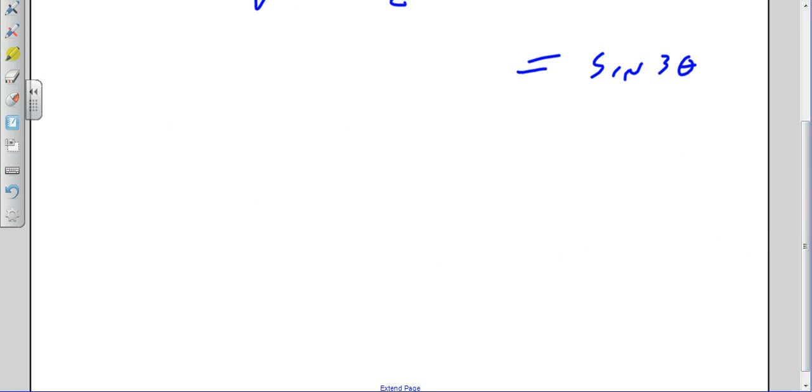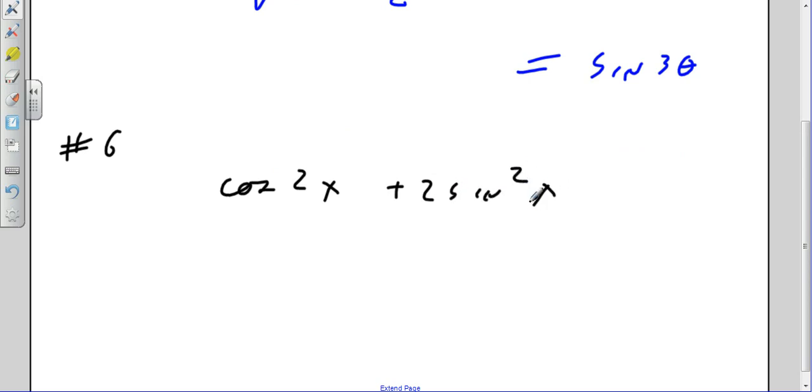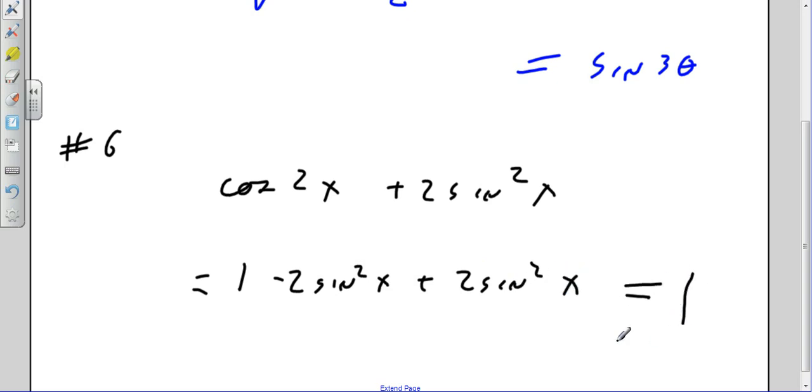Then number 6, we have cosine 2x plus 2 sine squared x. We go back to the double cosine formulas and find one that we like. If we pick the one that's 1 minus 2 sine squared, we could write this as 1 minus 2 sine squared x plus 2 sine squared x. Now that comes out to be 1, which is pretty simple.